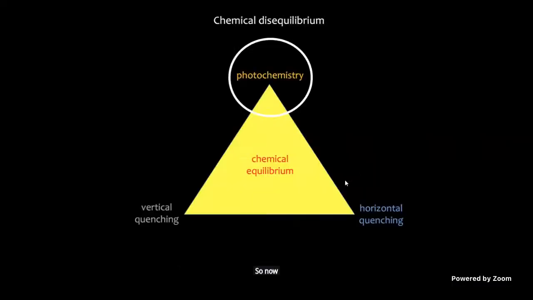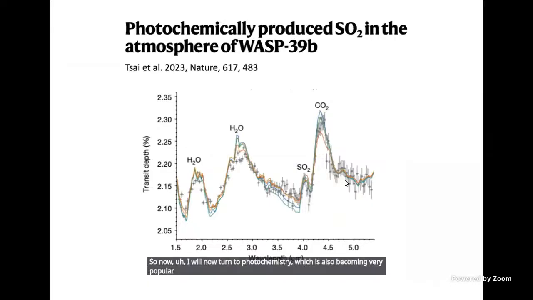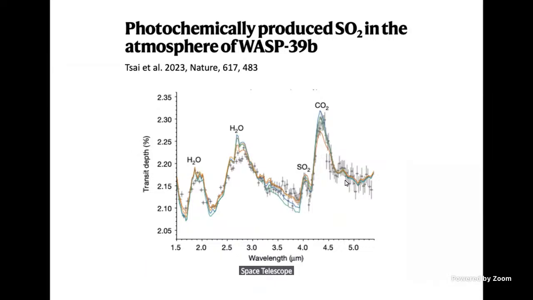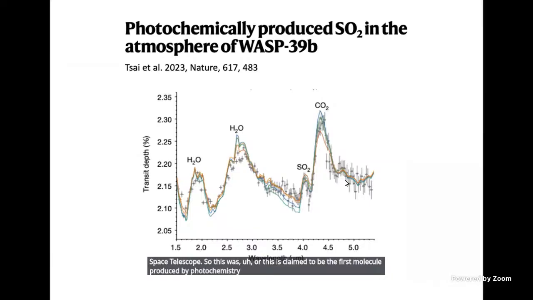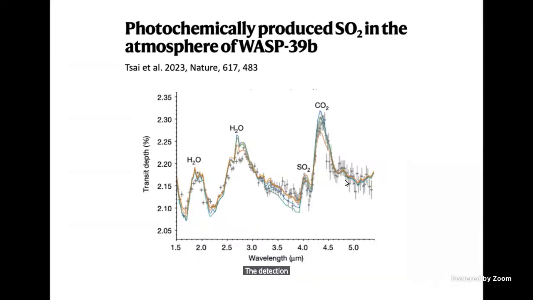So now I will turn to photochemistry, which is also becoming very popular recently, mainly because of the detection of sulfur dioxide in a hot Jupiter atmosphere with the James Webb Space Telescope. This is claimed to be the first molecule produced by photochemistry unambiguously. Photochemistry is the only way to explain the observed abundance of this molecule. Okay, the detection seems quite clear.